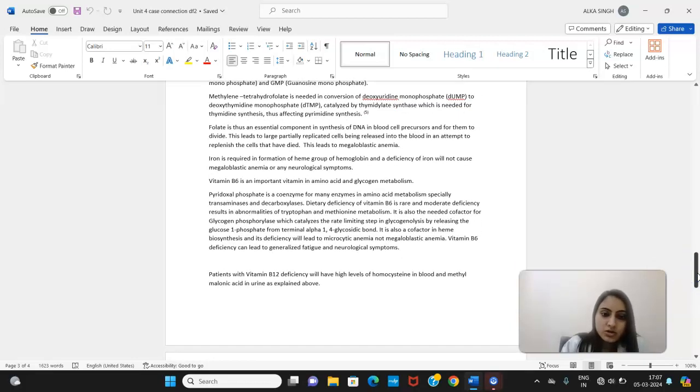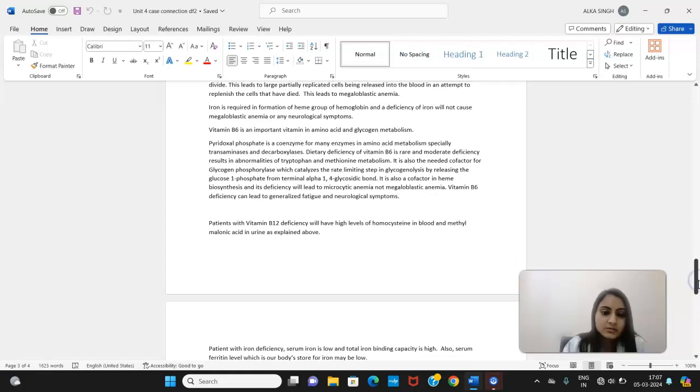Folate is thus an essential component in the synthesis of DNA in blood cell precursors, and for them to divide. This leads to large, partially replicated cells being released into the blood in an attempt to replenish the cells that have died. This leads to a megaloblastic anemia. Iron is required in formation of the heme group of hemoglobin, and the deficiency of iron will not cause megaloblastic anemia or any neurological symptoms. Vitamin B6 is an important vitamin in amino acid and glycogen metabolism.